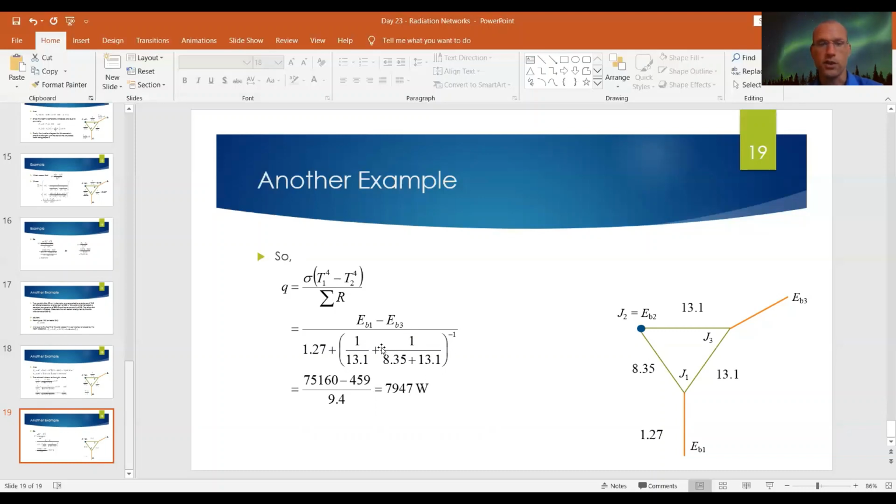It's actually just numbers. You can see option number 1, 1 over 13.1. Option number 2, a total of 8.35 and 13.1. Parallel to 1 over all that stuff. Gives me grand total resistance of 9.4. Then EB1 we found was 75,000. EB3 was 459. So total heat loss from object 1, 7,947 watts.